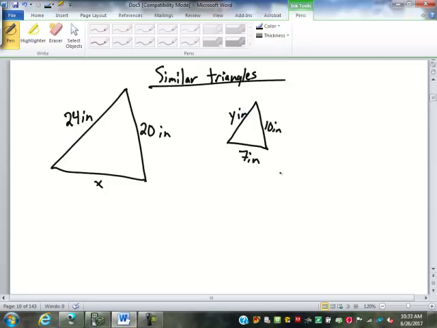So let's give you this information. And technically I should tell you that this angle and this angle are the same, and these two angles are the same. Which means by default the third angle has to be the same.